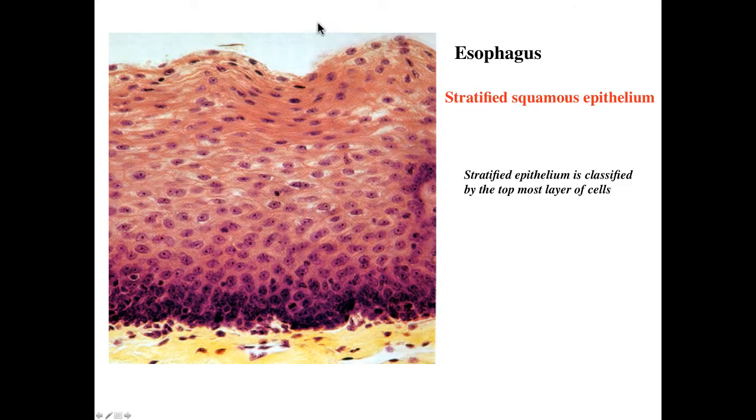Here's the esophagus, stratified squamous epithelium lining the esophagus. Note we're classifying this because the surface layer of cells is squamous or flat. If you looked at some of these cells deeper in, you might be tempted to think that's a cuboidal type of cell, but we're defining it by the surface layer of cells.